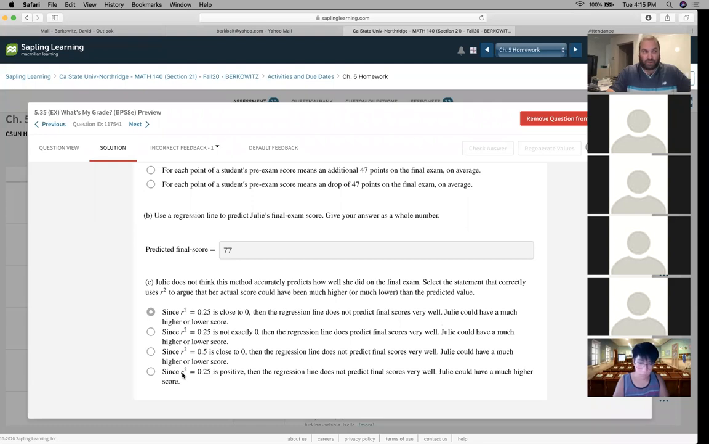But in general, R squared is always going to be positive. So this one's nonsense, just right off the bat. And if it's not exactly 0, we know that the closer it is to 0, the worse it does. So if it's not exactly 0, the further away from 0 it gets, the better predictor it gets. This doesn't really make sense at all.